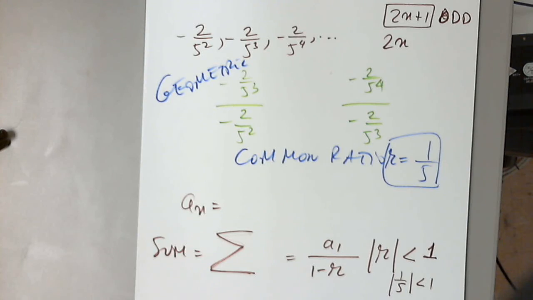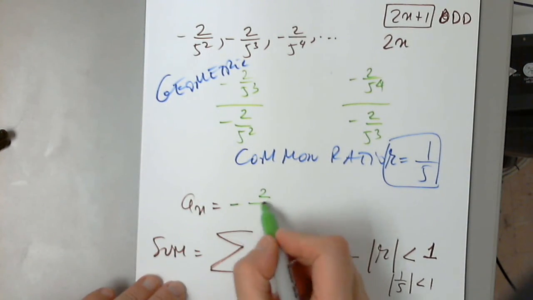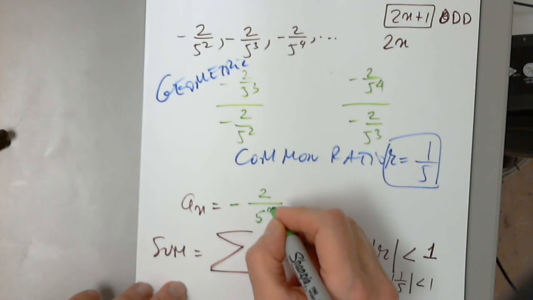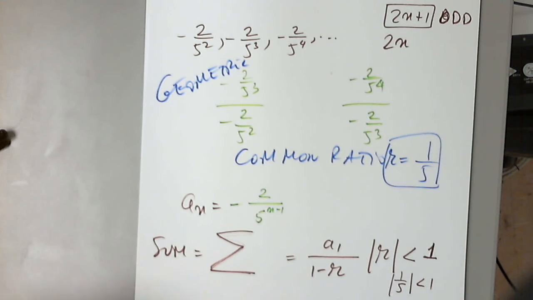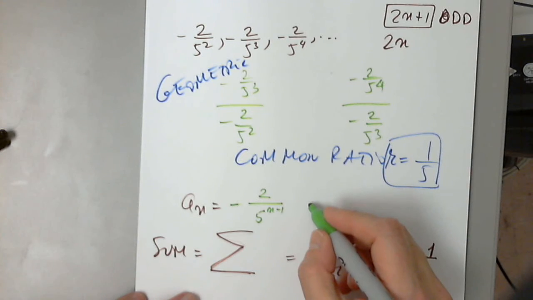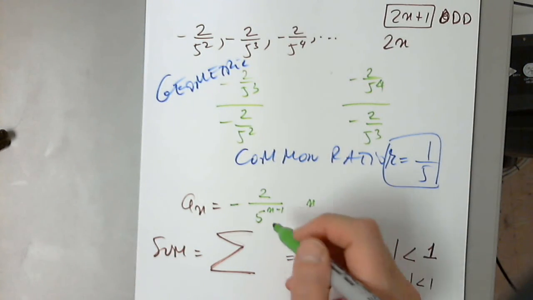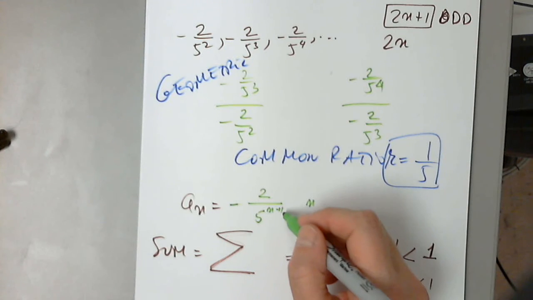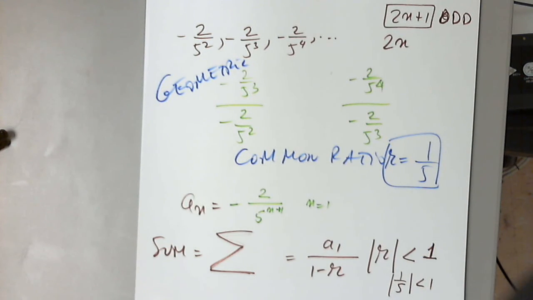So the general term is definitely (-2/5) to some power, and that power will be n-1. But in this case, we should put n+1 and start at 1, or we put n-1 and start at 2. So let's see what happens. Let's check a few terms to make sure. When n is 1, (-2/5) squared. When n is 2, (-2/5) cubed. When n is 3, (-2/5) to the 4th, and so on. So that's the general term.